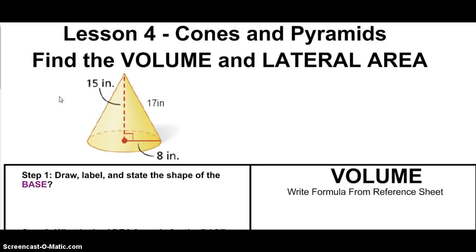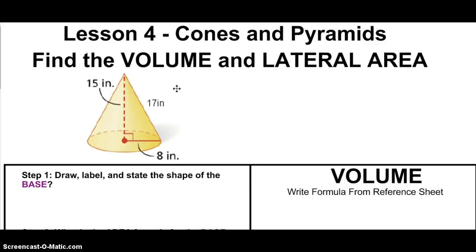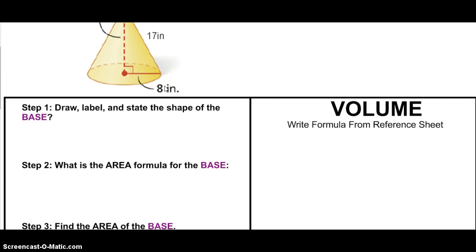All right, welcome to lesson 4. We're going to be looking at cones and pyramids. All we're going to be doing is finding the volume and lateral area. We're not even going to worry about the surface area. So it starts with the same exact steps. Nothing really changes here. We're just going to draw, label, and state the shape of the base, okay?